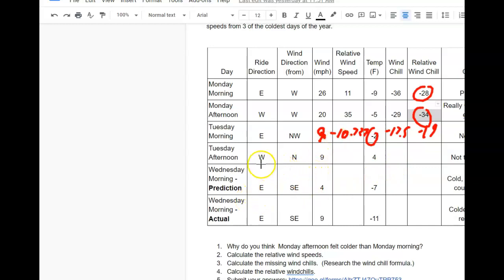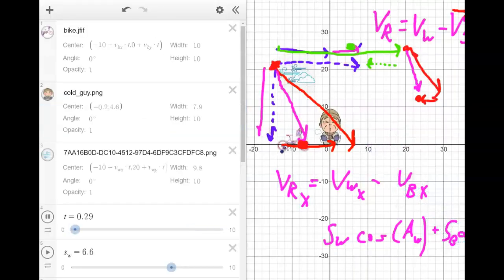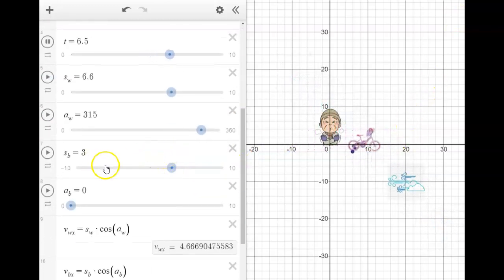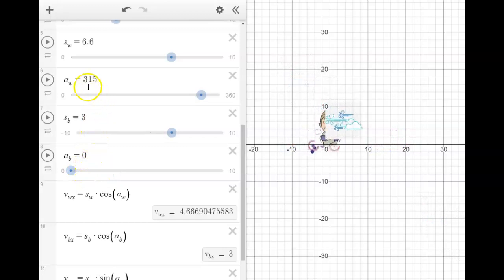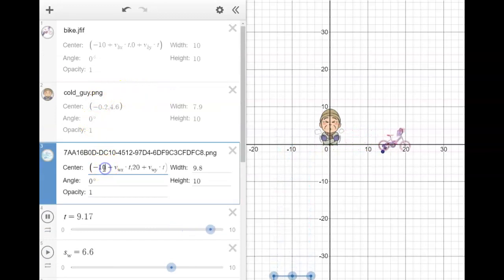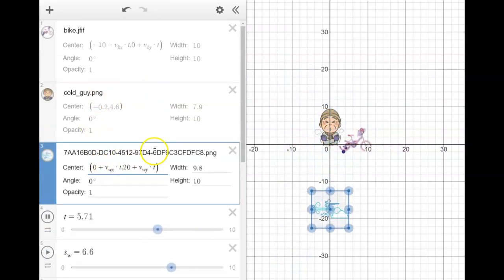So there's another example. Tuesday afternoon's a little bit easier because the wind's coming from the north. That makes our components a lot nicer. So if we go back to our decimals here, we can clear this all out. Now the wind's at 90 degrees, so I'll make the wind angle 270, since it's coming from the north. Now the wind's coming straight south here. It's looking good. I'll start the wind at 0, just so we can see it hitting.